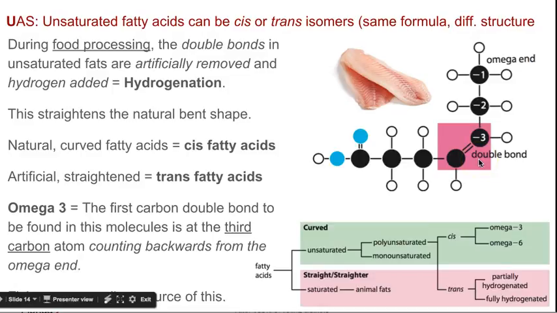I've also included this table from the book, which I think is quite good. We've talked about a lot of different kinds of fats, but here's a nice summary table where you can see the curved or the straight ones. You can see our omega-3 fats, our cis, our trans, our saturated, our polyunsaturated. It's a nice table summarizing everything. So please take time to look at that when you have the chance.